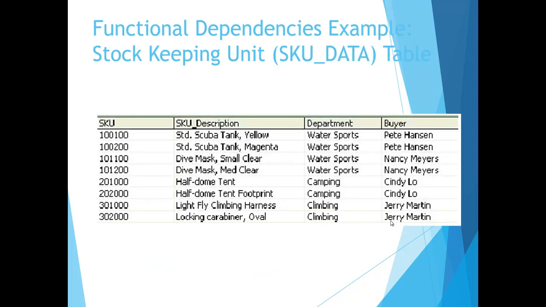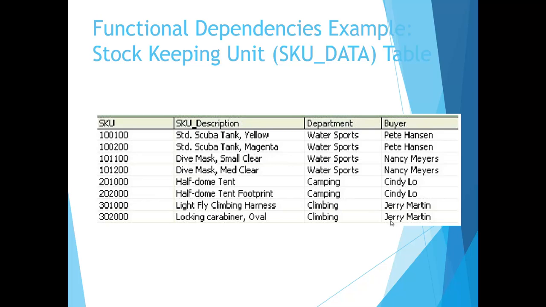Let's look at the following example. The table shown here represents water sports and camping items in a retail store. The table includes a stock keeping unit number, the description of the item, the department, and the buyer's name. We need to identify the determinant in this table, then write the functional dependencies.